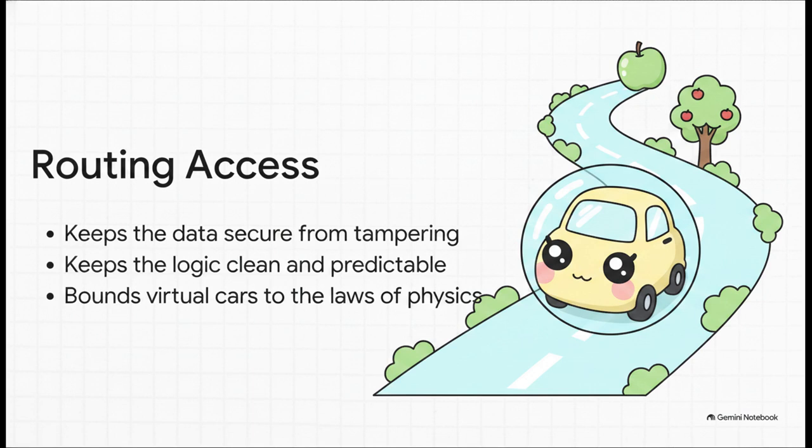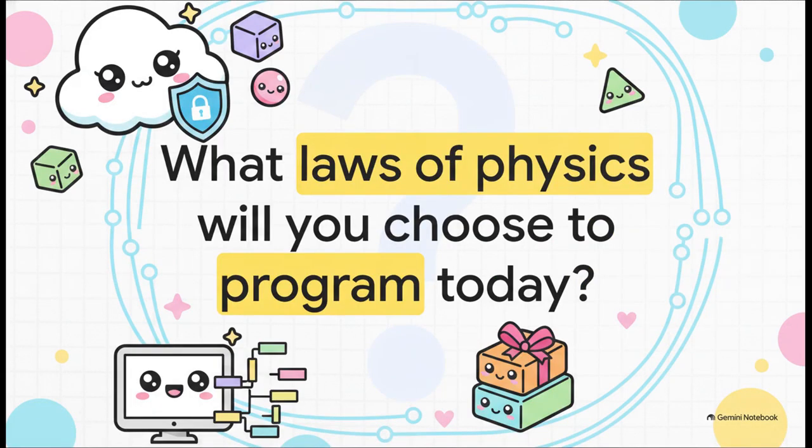So the crucial point is that by routing access strictly through public methods, we achieve 3 massive benefits. We keep the underlying data totally secure from tampering, we keep the logic incredibly clean, and most importantly, we bound our virtual cars firmly to the laws of physics that we get to define. Which leaves us with this final, somewhat philosophical thought to ponder. Software is really a blank canvas, devoid of inherent reality. The limits only exist if you are disciplined enough to build them. So if code has no inherent physical limits, what laws of physics will you choose to program today?